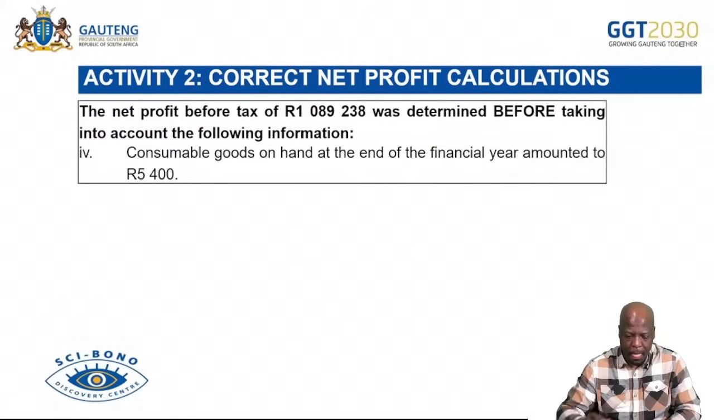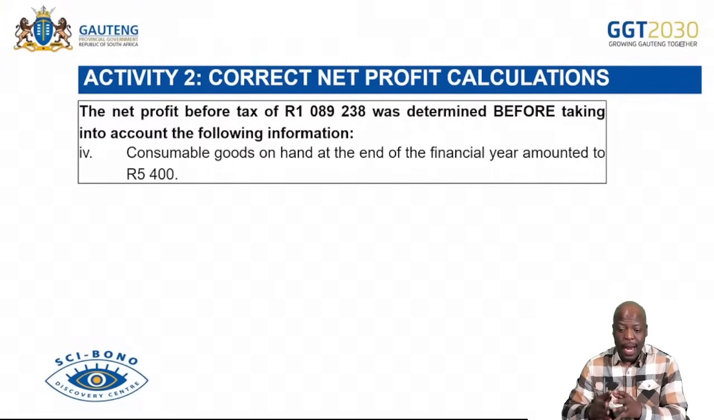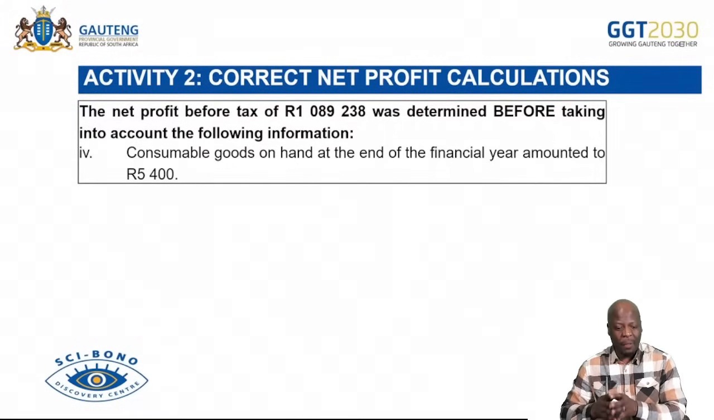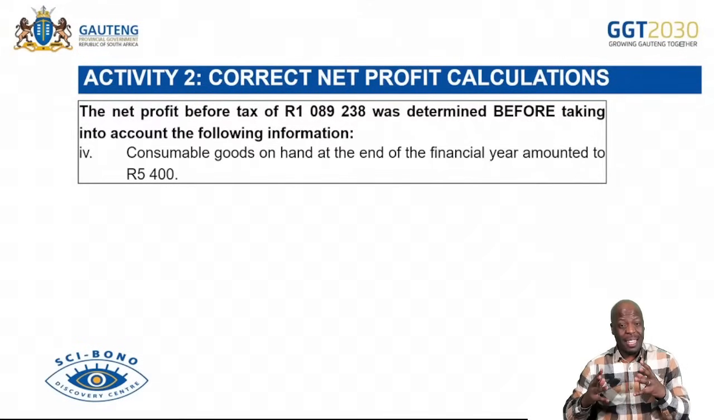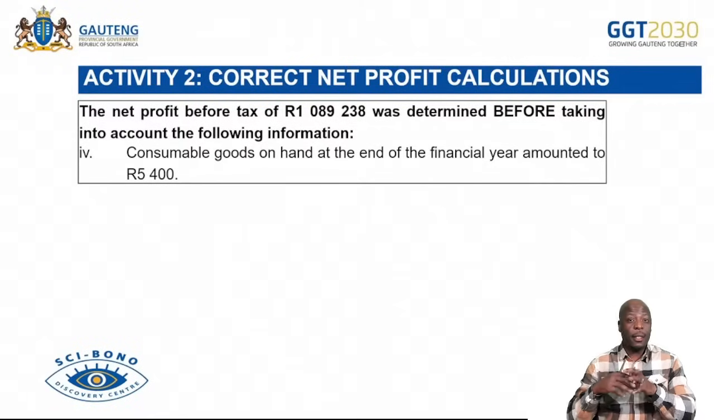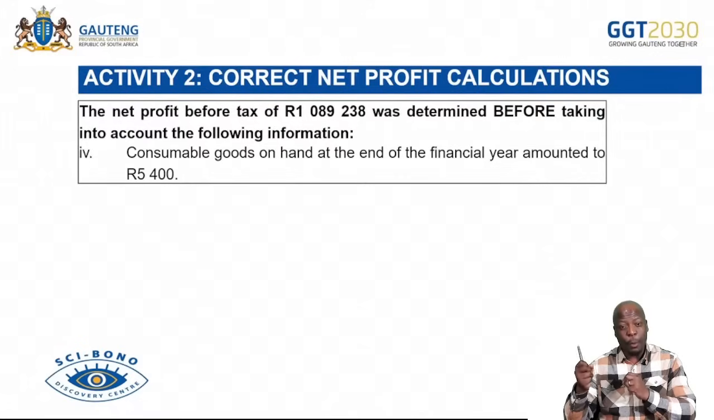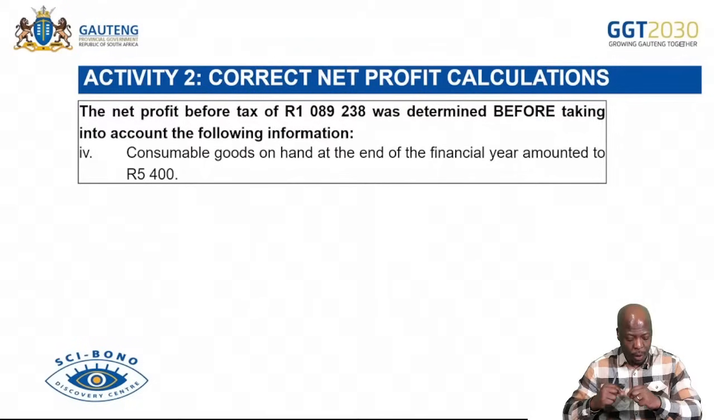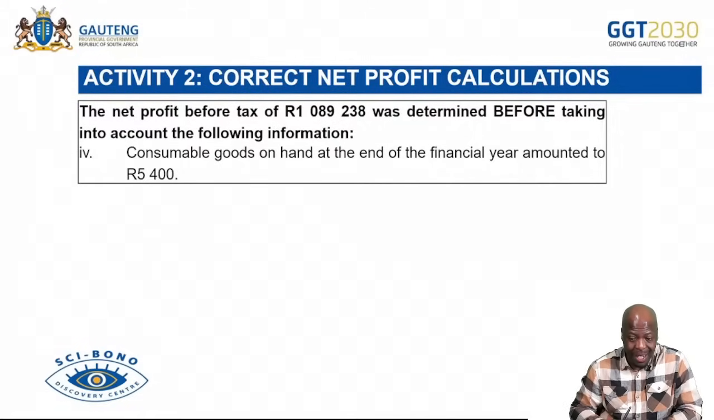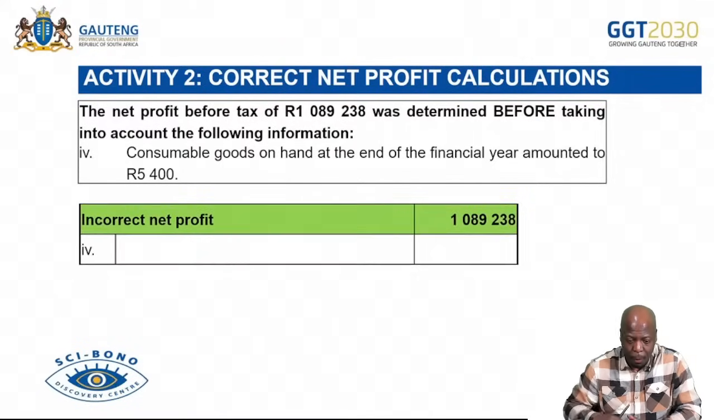The next one then says, consumable goods on hand at the end of the financial year amounted to 5,400. Okay, so this one now is something that you need to take care of, because there's a difference between consumable goods on hand and consumable goods used. Consumable goods used, that is the expense for the year. Consumable goods on hand, that is the goods that have not been used in this year. Therefore, this expense is not for this year. So now they're telling us that consumable goods on hand at the end of the financial year amount to 5.4.